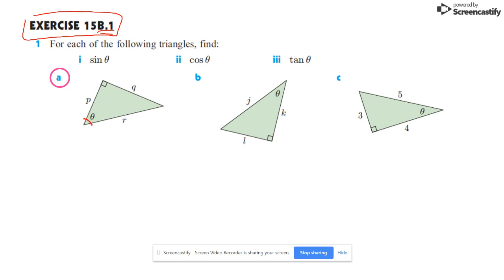So sine, remember, is opposite over hypotenuse. So sine of theta in this case is Q over P. Q over P, opposite over hypotenuse. And that is not correct.